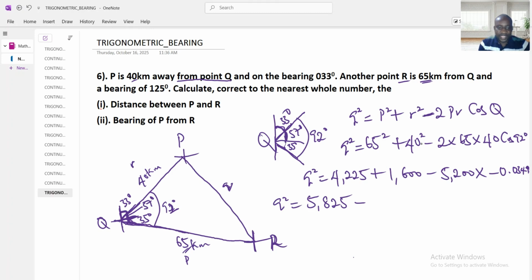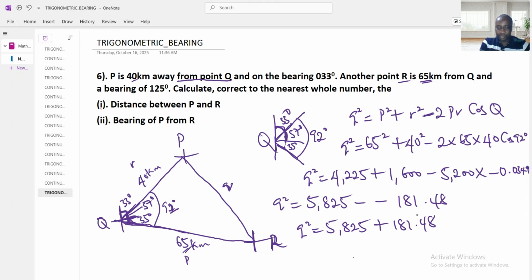You know there is a negative there before. Therefore, we are going to put the negative again. It's going to give us 5,200 multiplied by 0.0349. It's going to give me minus 181.48. Minus times minus is going to give me what? Plus 25 plus 181.48.